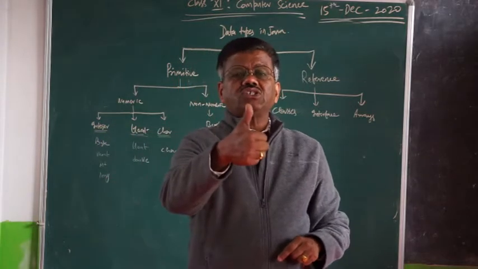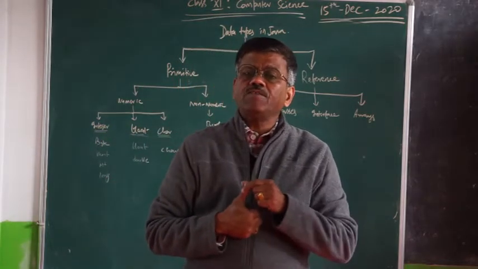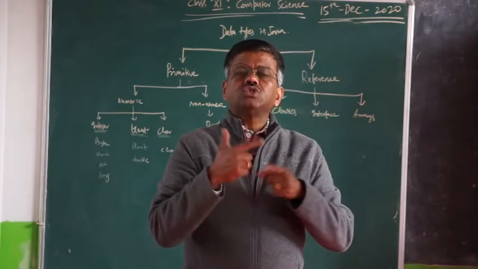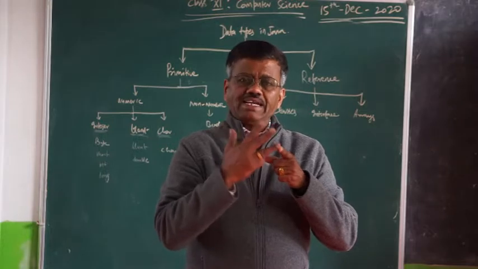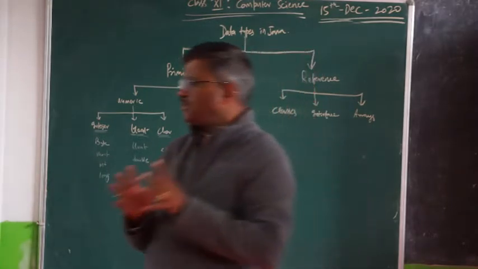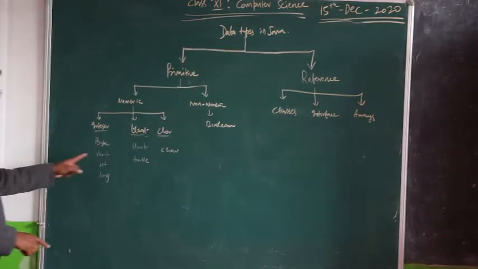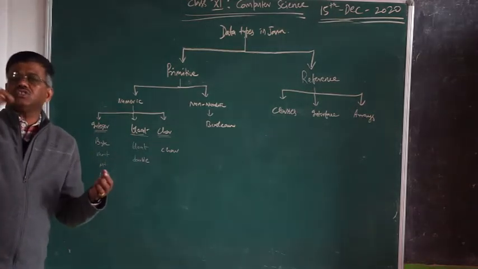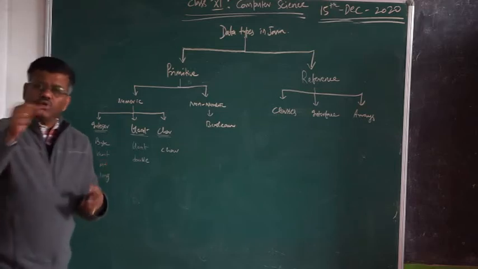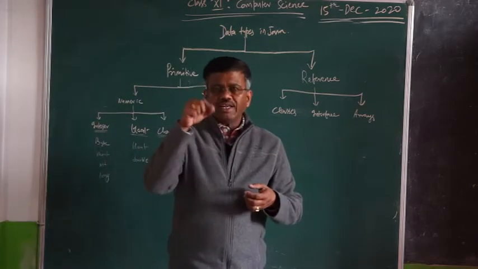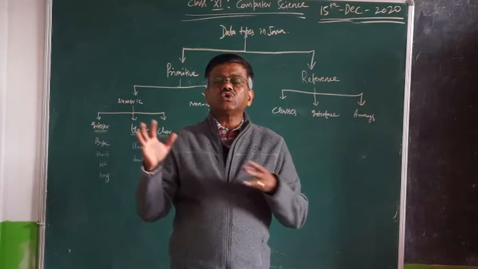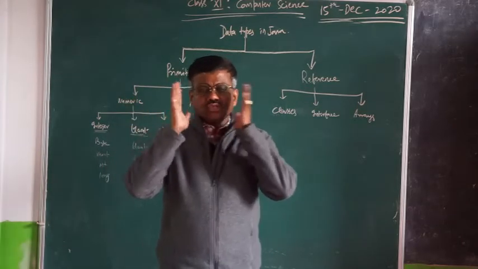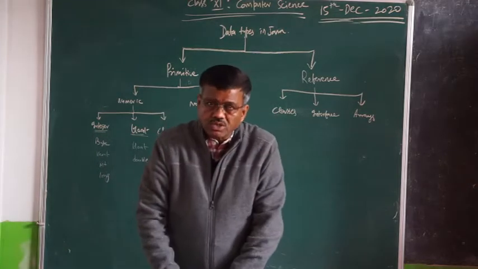The first one is known as integer. Integer means number without a decimal point. What are they? They are called byte, short, long and int. I will tell you the difference between short and long. Short and int are one and the same. We call it short integer. You write int or short, both are the same. Don't write short integer. When you write short, it's understood it's a short integer. Just short, that's it.